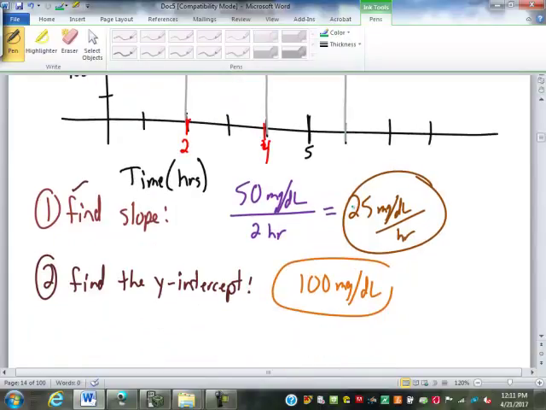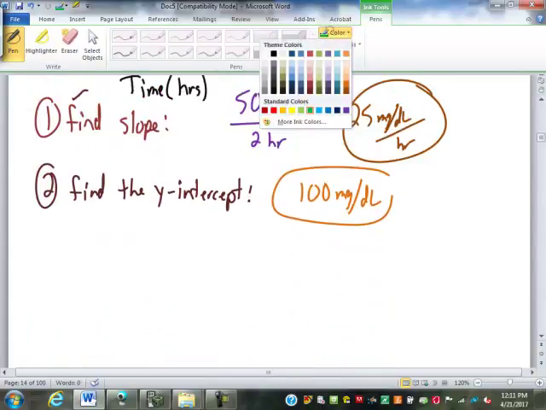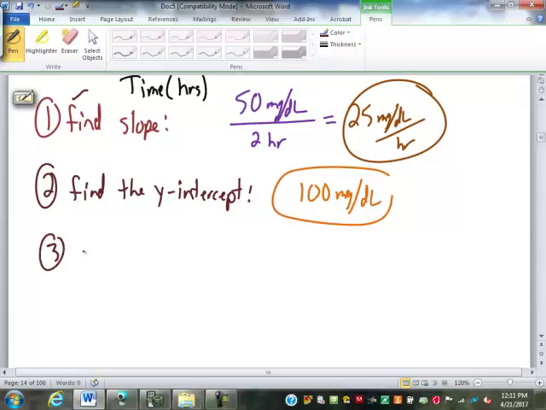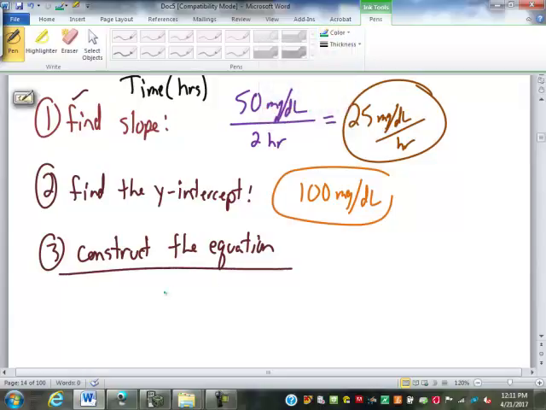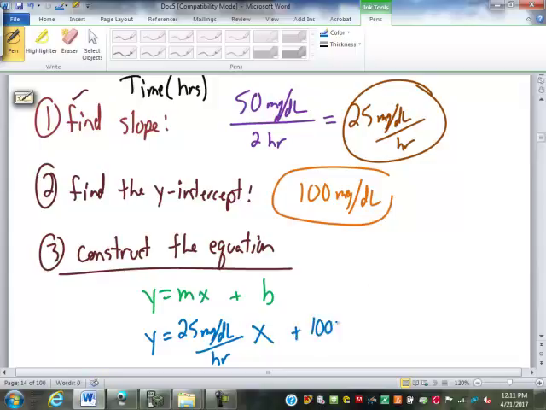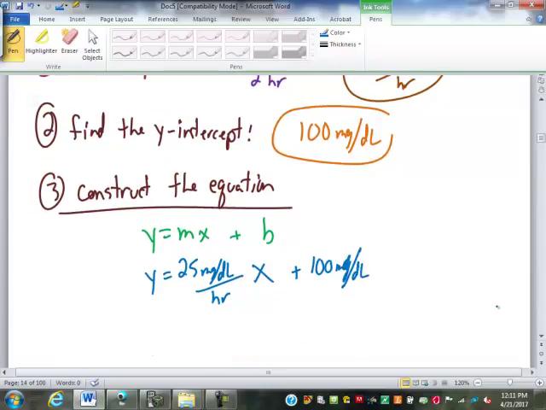So if we wanted to construct our equation, the equation that describes this, y equals slope times x plus the y-intercept, we put in 25 milligrams per deciliter per hour for the slope times x plus 100 milligrams per deciliter as the y-intercept to get our equation.